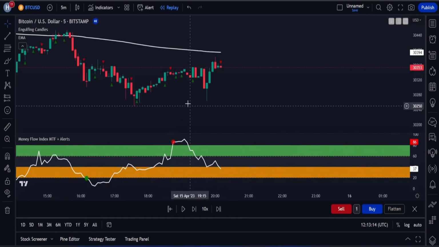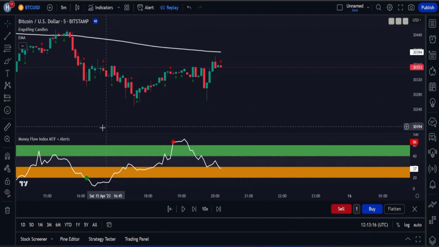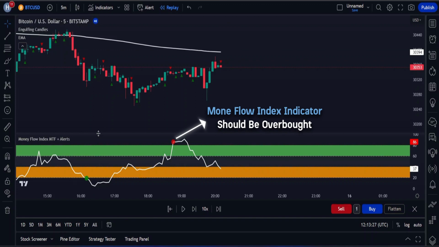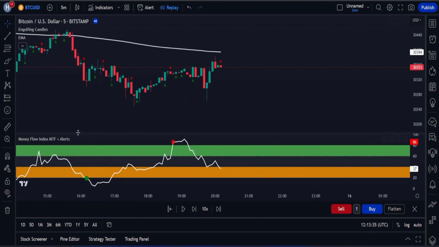So for a short trade, ChatGPT mentions that we should first identify a bearish trend. And we know a bearish trend is present when the price is moving below the 200 EMA. The next condition is to have the money flow index overbought, and this is confirmed by a red circle. And after these two conditions are fulfilled, the bearish engulfing pattern should form, suggesting a potential trend reversal. A bearish engulfing candle is confirmed by a red triangle above the price bar.